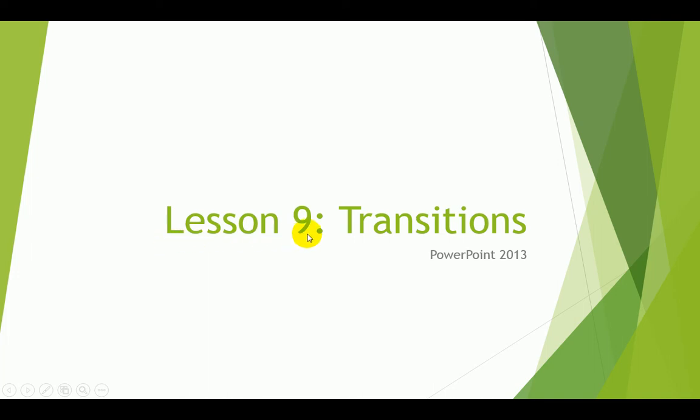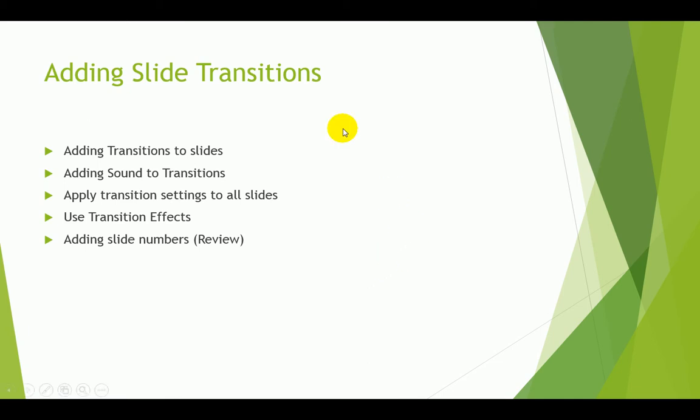We're going to be discussing Lesson 9 of our Pearson book and how to use transitions in our PowerPoint presentation. In this chapter, we're going to be dealing with adding transitions to slides. We're going to show you how to add sounds to those transitions. We're going to apply the transition settings to all of our slides. We're then going to use transition effects. And then finally, we'll wrap up with a review item, and that is adding slide numbers to our slideshow.